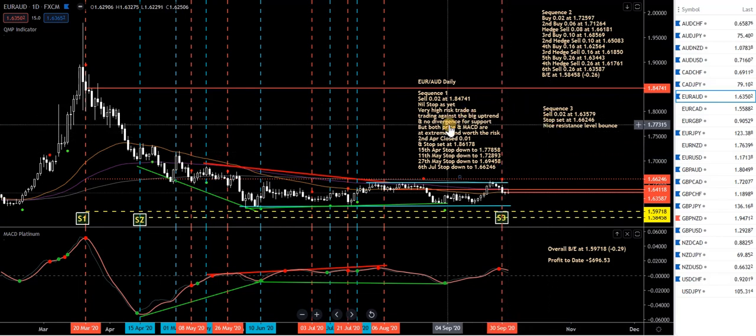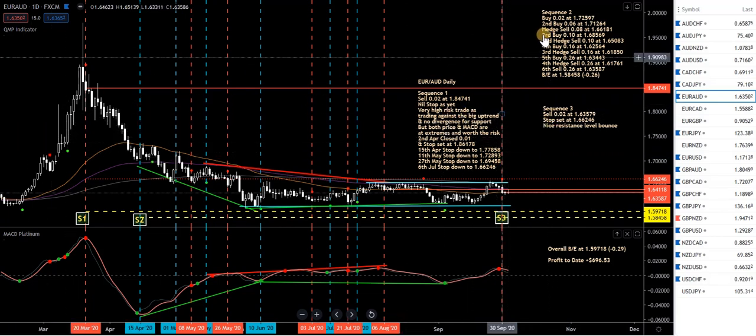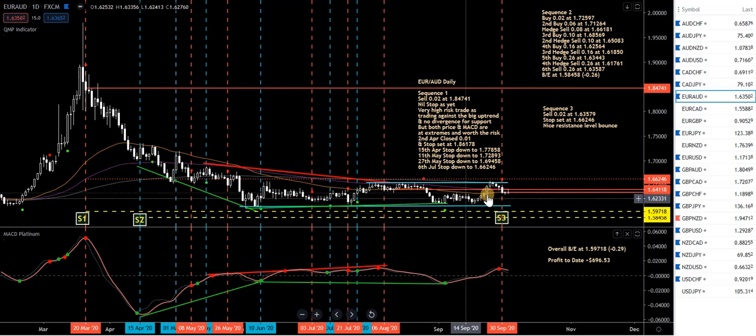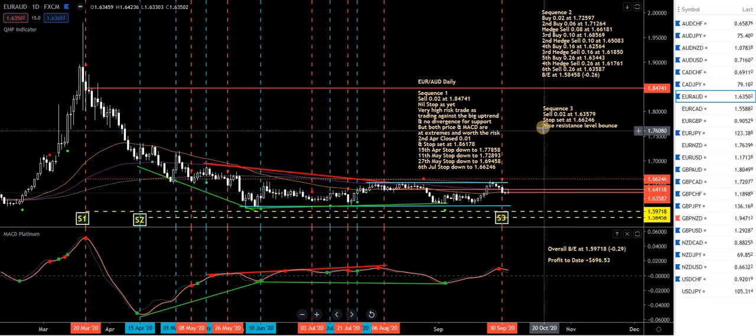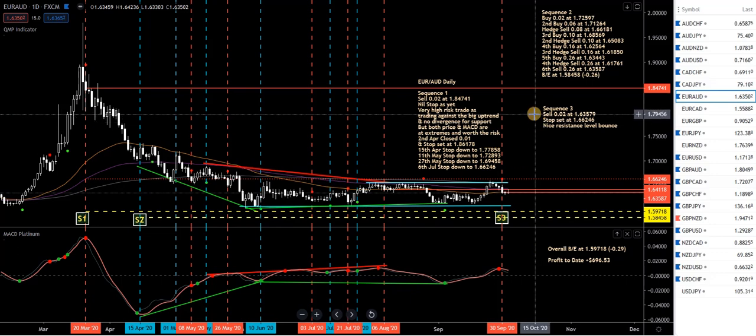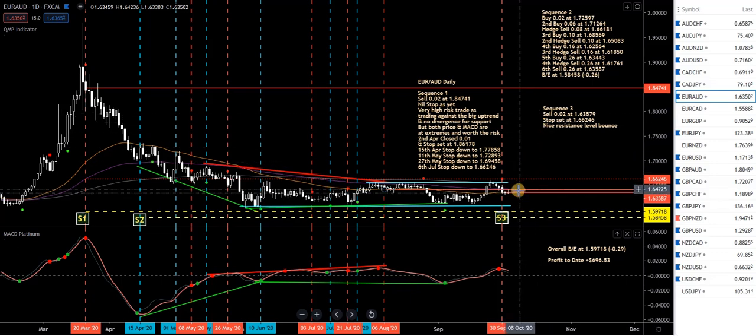You can see my notes. There's sequence 1, that's that sell. Sequence 2 is this dog's breakfast in here, and sequence 3 is this recent sell, and it's got a stop in place there on that same level. I was thinking I might bring that sequence 3 stop down because it's a pretty wide stop there, but we'll see how it goes.